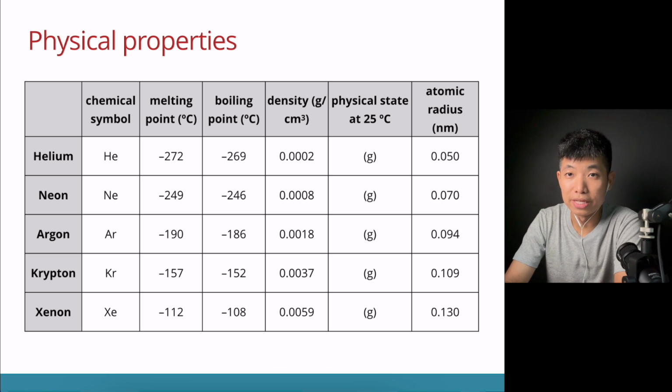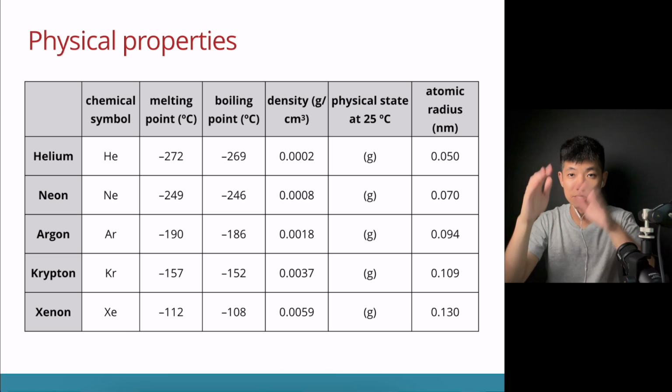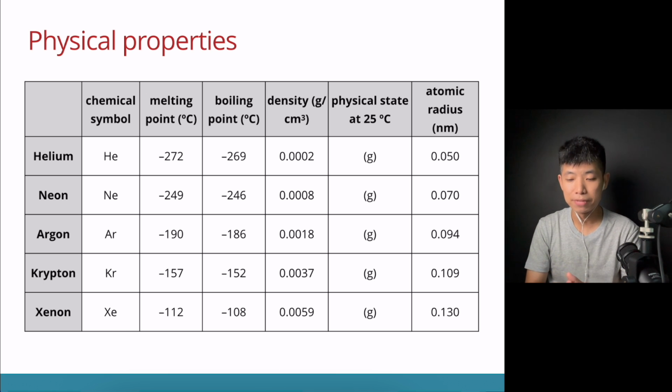Secondly, we also see that the density increases down the group because as the atom gets larger, there are more protons, more neutrons, and the nucleus gets heavier. So the mass per unit volume will increase. Finally, you can also see that the atomic radius increases down the group, and that is because the atomic radius is related to the size of the atom. So going down the group, you have more and more electron shells. With every period, you have one more electron shell, and that makes the atom bigger.